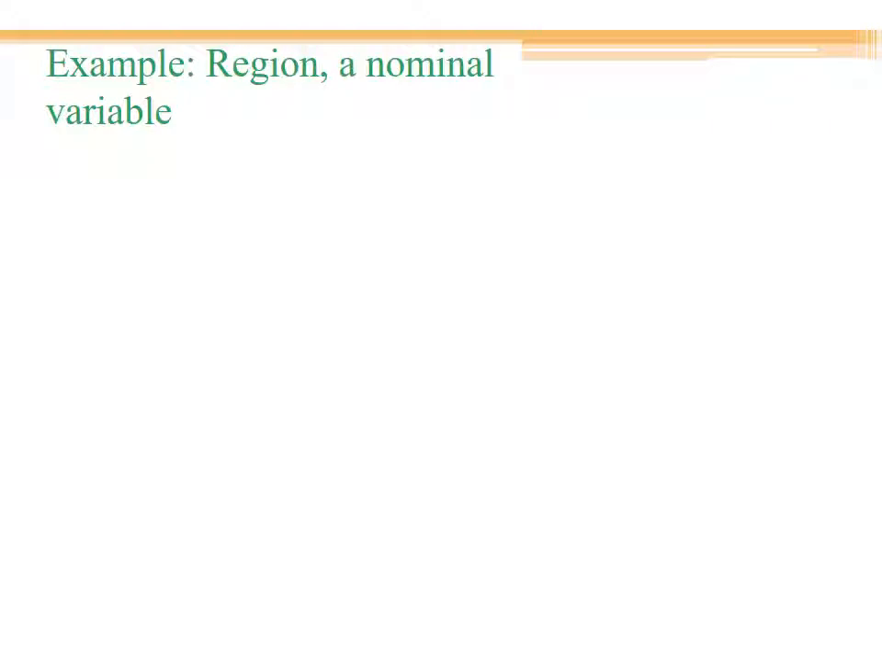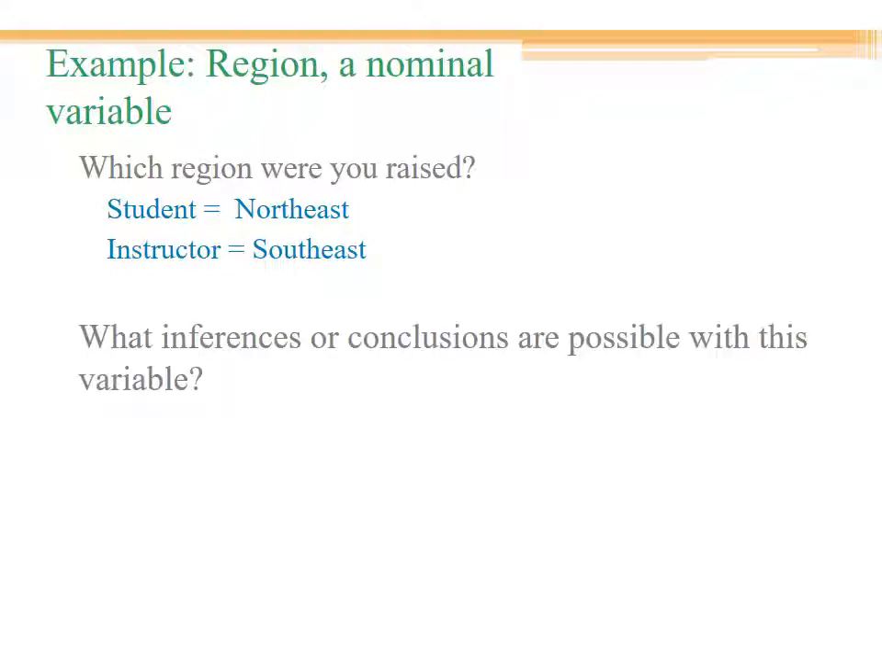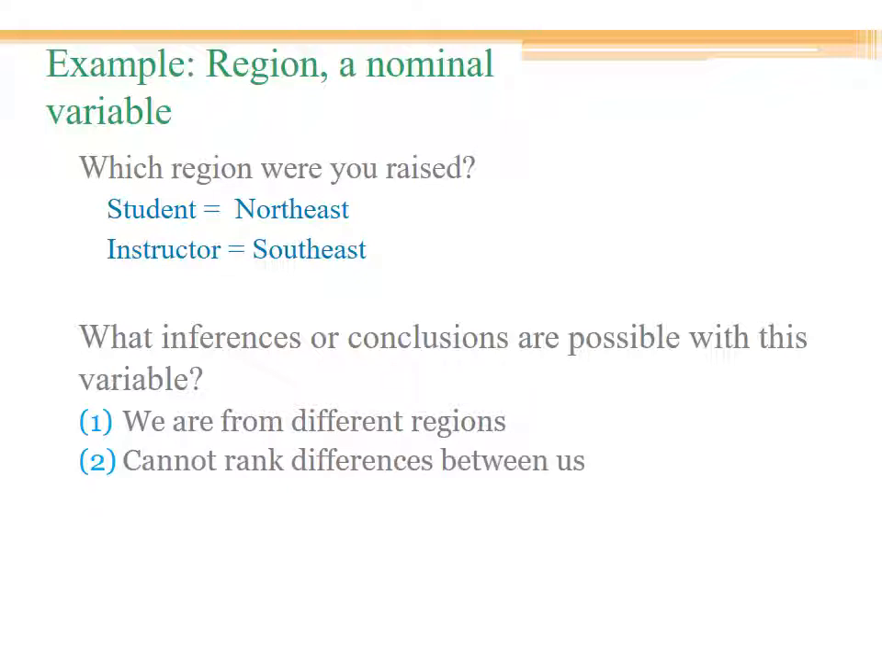So now let's look at the last variable, region. So for example, where were you raised? This is a nominal scale variable. Let's say that you were raised in the Northeast and I was raised in the Southeast. What can we infer from this variable? We are from different regions, but we cannot rank differences between us. There are no equal intervals, and there's no absolute zero, so we cannot infer numerical differences between us.